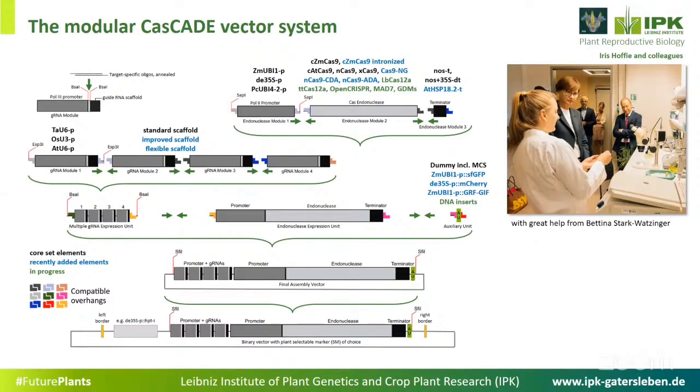And all 3 functional units are then assembled into a simple vector, which can be used for direct DNA transfer, which we do for instance for protein transfection. And finally, we can transfer the complex set of expression units into a binary vector, which is required for Agrobacterium-mediated transformation, shown here below.